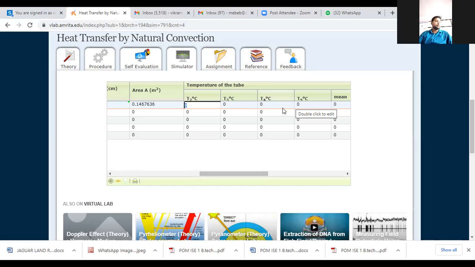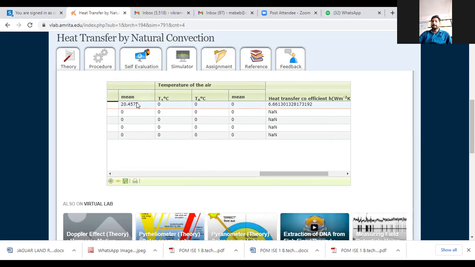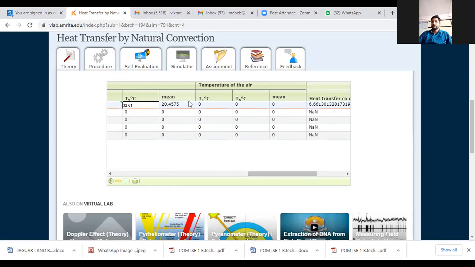Okay, so the T2 value is 24.61. Then T3 is 26.61. Then T4 is 30.61, and T5 is 32.61. The mean temperature is directly calculated, the mean temperature for the surface. Mean means the average of the temperatures, so the addition of the 4 thermocouple temperatures divided by 4 will be the mean temperature.